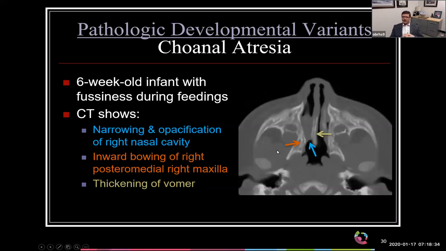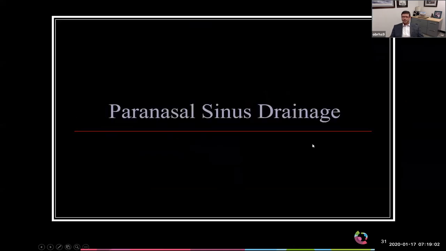Now here's a case of membranous atresia. So again, on the left, the left is normal. You have a nice wide nasal cavity, including the posterior choana or nasal cavity. Whereas you have asymmetric narrowing on the right. This actually measures less than 3 millimeters with opacification of the nasal cavity. You have a little bit of thickening and medial deviation of the posterior medial maxilla with a little bit of lateral deviation of the vomer or posterior portion of the nasal septum.